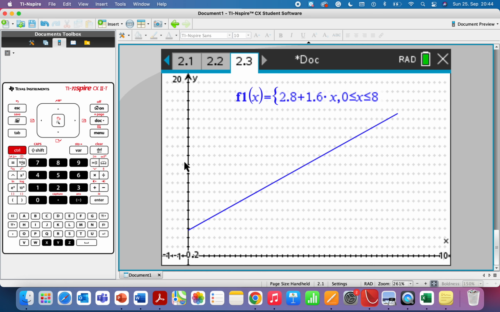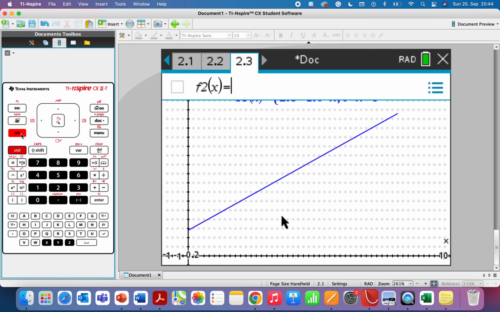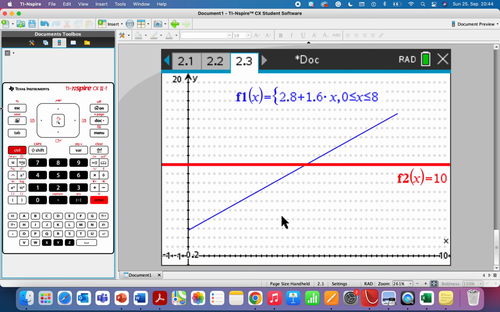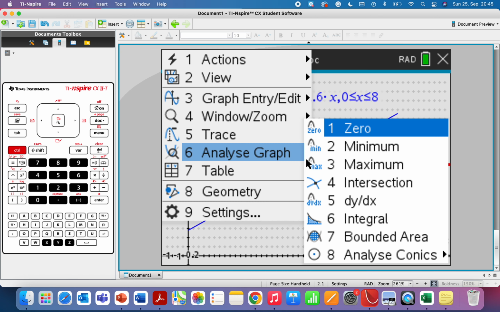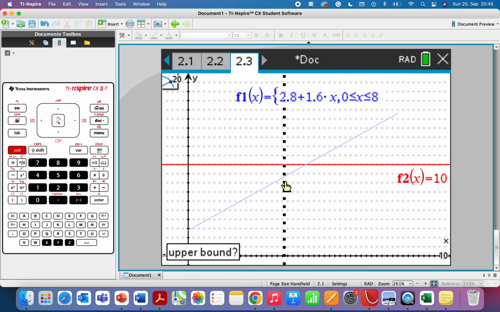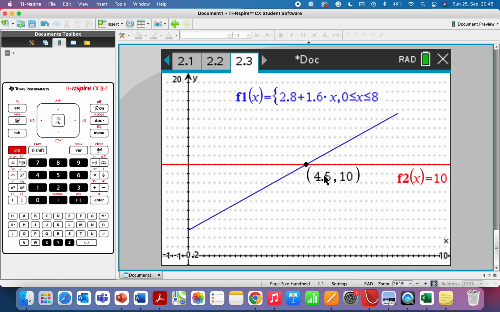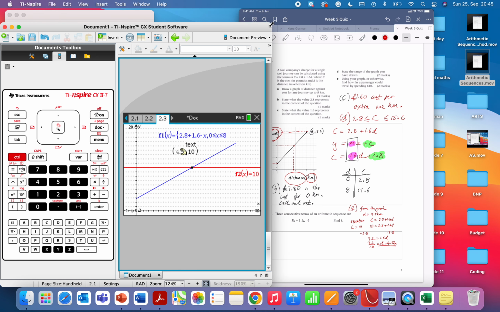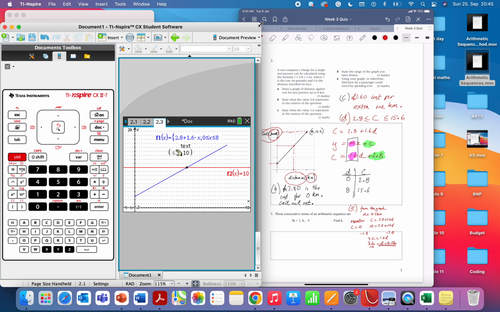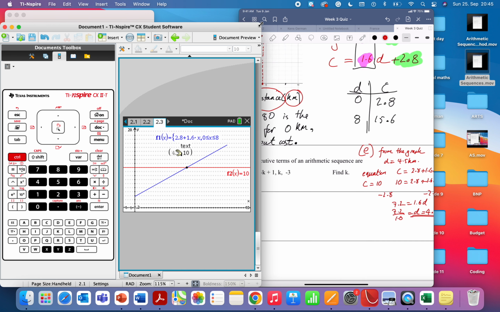And yeah, it's nice to see it here, but now we can solve part E. How far would you travel for 10 pounds? So if we press tab again and we type in 10, you see that's the cost of 10. So it's like using the graph but more accurately. And then we go menu, analyze graph, intersection, click before, click after, and there we go. We've got 4.5.